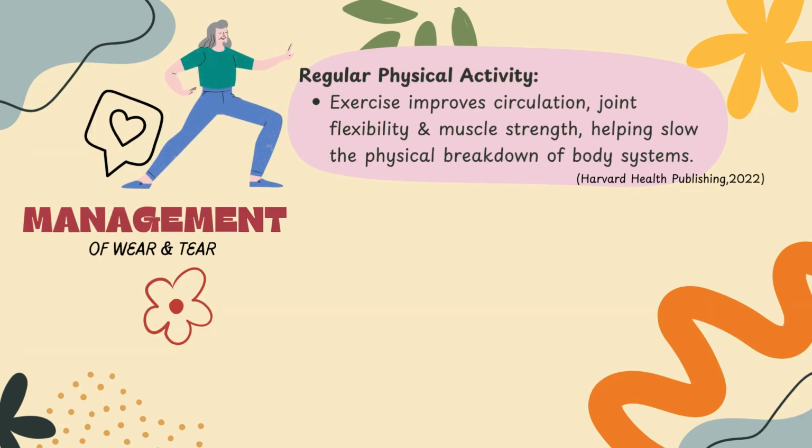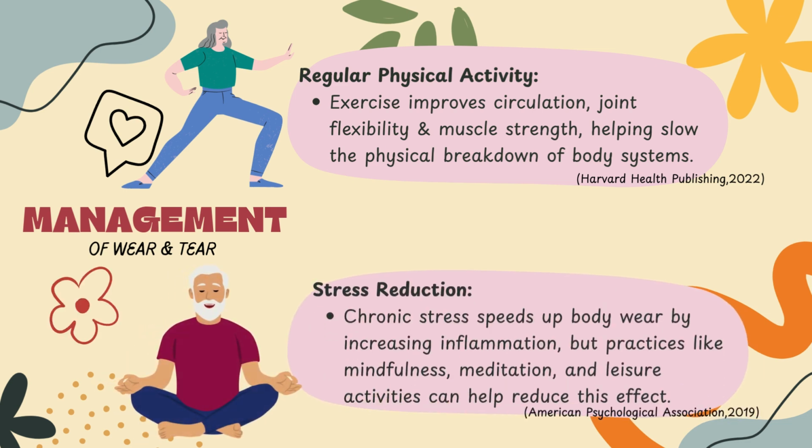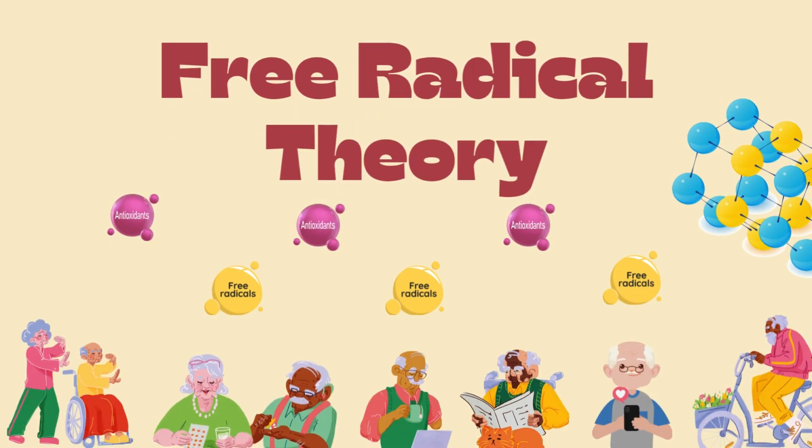The management of wear and tear is doing regular physical activity. Exercise improves circulation, joint flexibility, and muscle strength, helping slow the physical breakdown of body systems. Another way to manage it is by stress reduction. Chronic stress speeds up body wear by increasing inflammation, but practices like mindfulness, meditation, and leisure activities can help reduce this effect. The second theory is free radical theory.